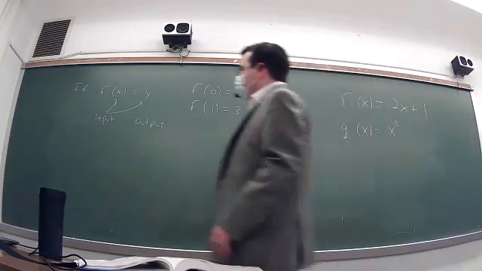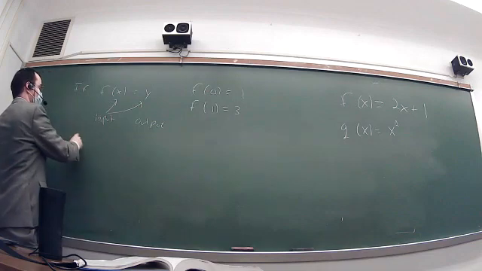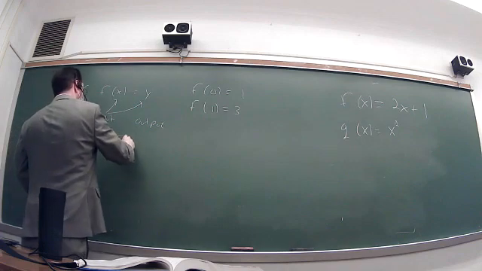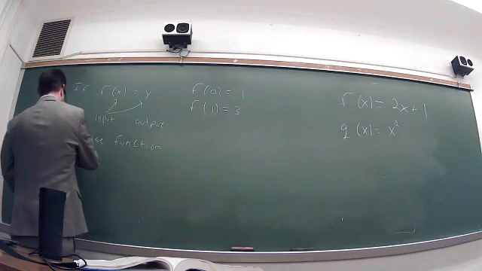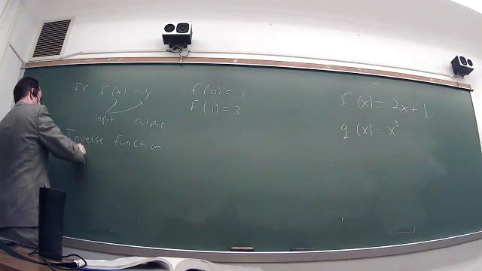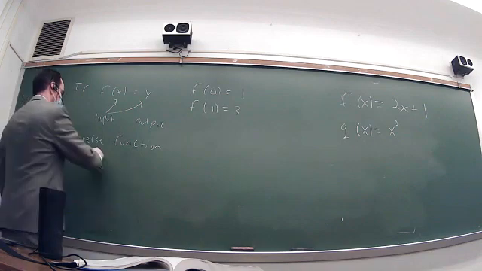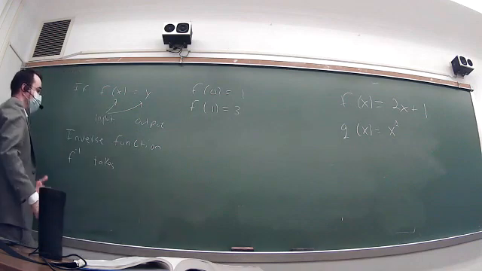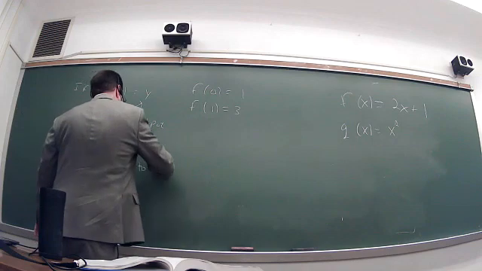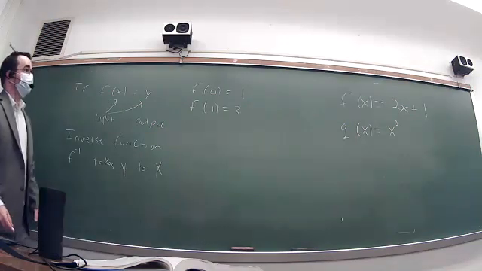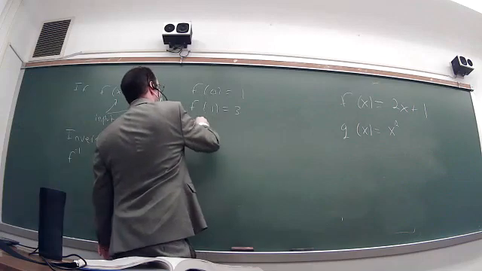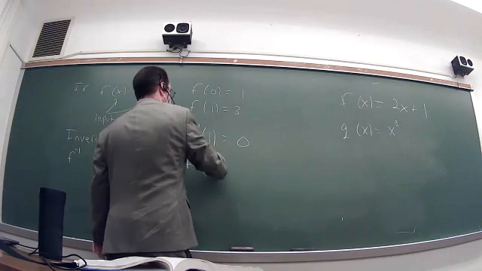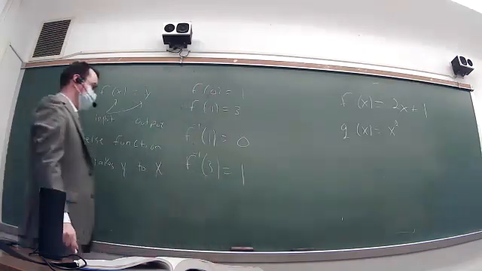And so the inverse function, you write it by putting a -1, call it f inverse. The function takes x to y, the inverse function takes y to x. So the inverse of 1 would be 0. The inverse function of 3 would have to be equal to 1.